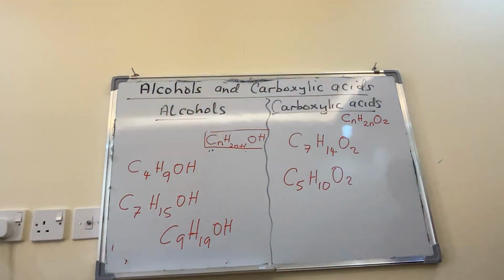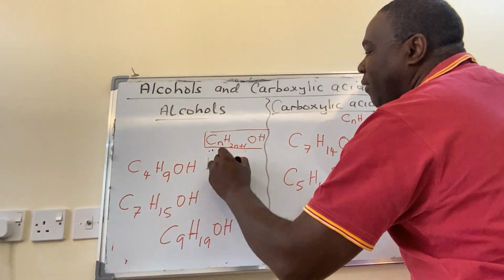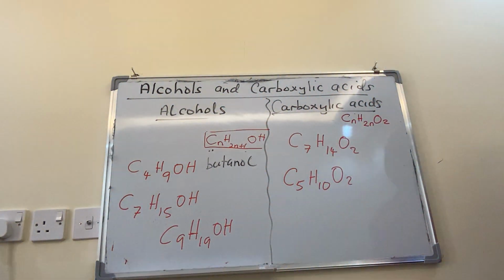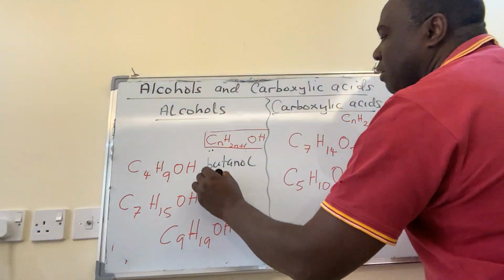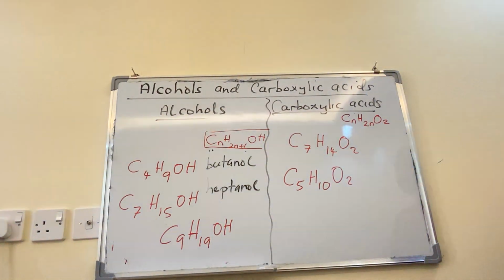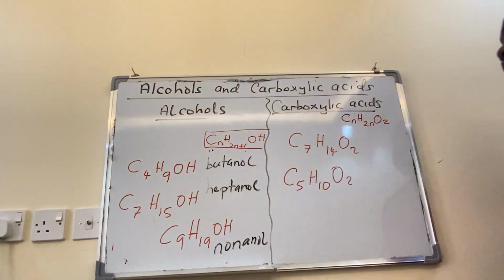All right, so when you have done that, what is left is for us to name them. This one has 4 carbons, so this one can be butanol. And this one has 7 carbons. For naming organic compounds, it's like we're naming shapes. 6 is hex, 7 is hept. So this one could be heptanol. And this one has 9. 9 is non, so this is nonanol. All right, so that could be our names there.